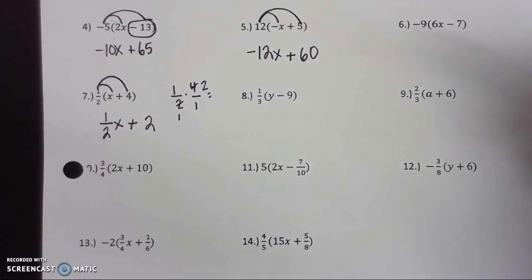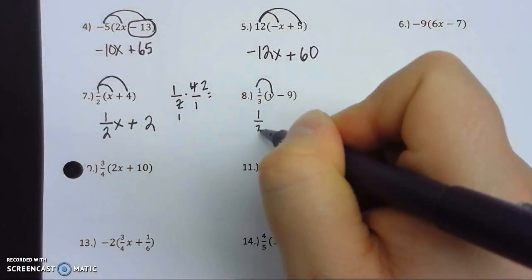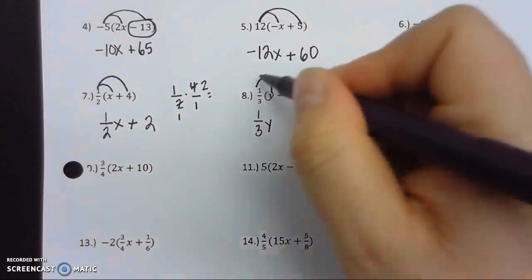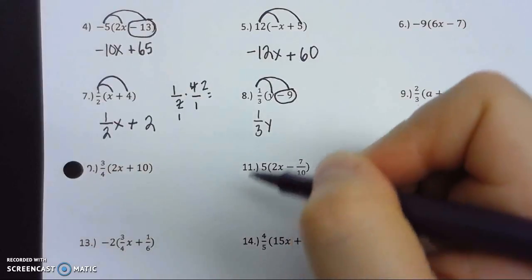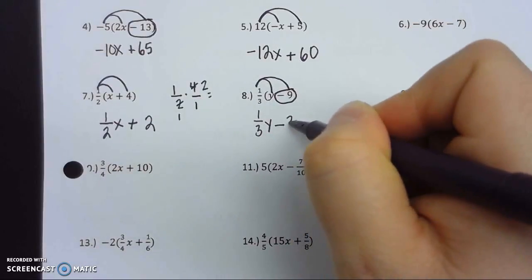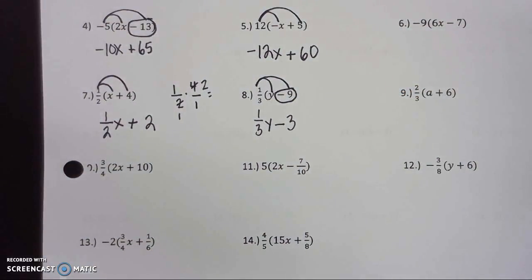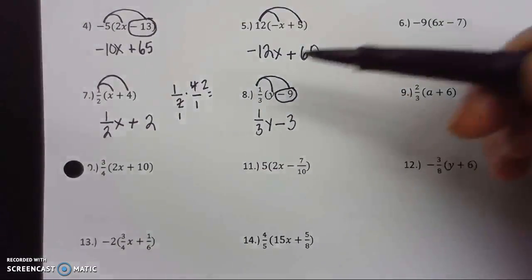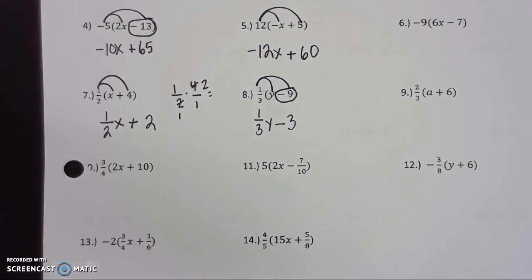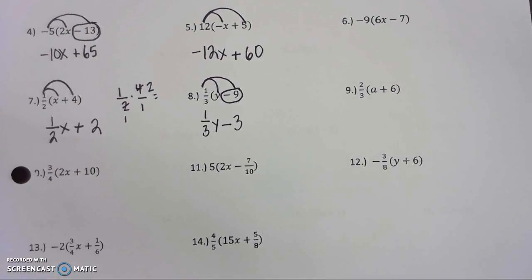Number 8, 1/3 times y would give us 1/3 y. 1/3 times negative 9 is going to give me a minus 3. Because it was a positive times a negative, so it stays minus 3. And 1/3 times 9 is 3. One more, and then you're going to do some on your own.